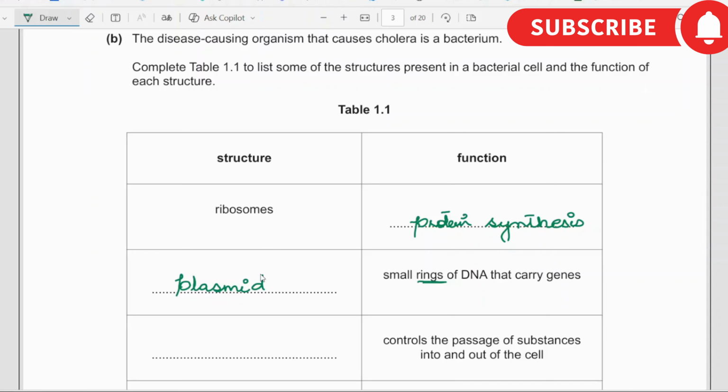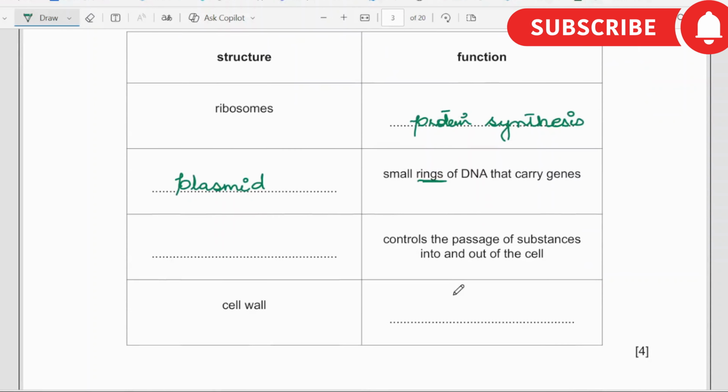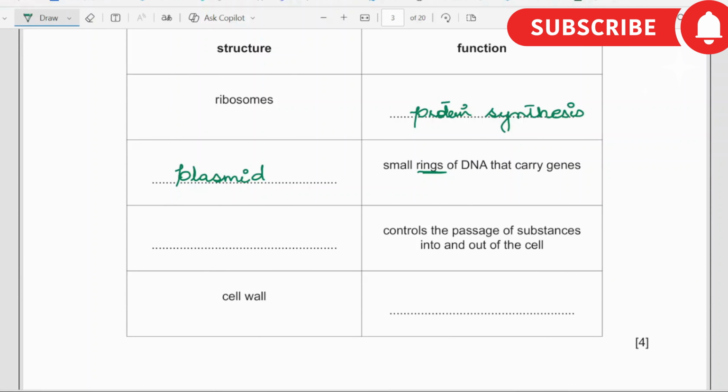Okay. It controls the passage of substances into and out of the cell. Cell membrane. What is the function of the cell wall? Correct. Provides support.